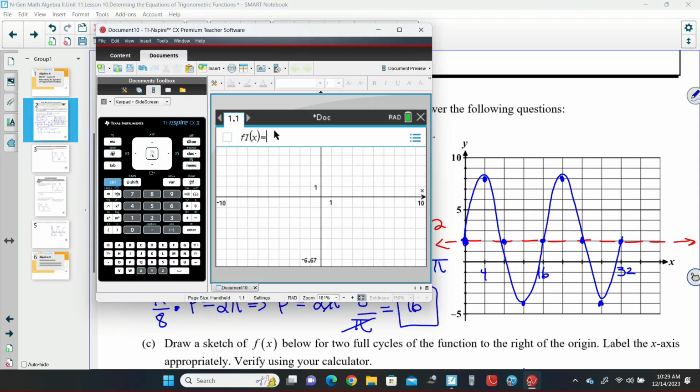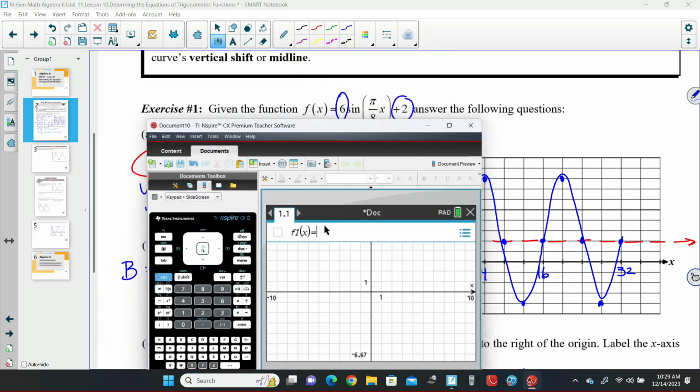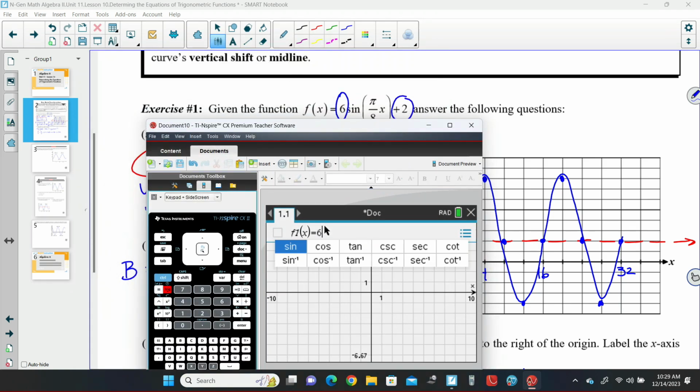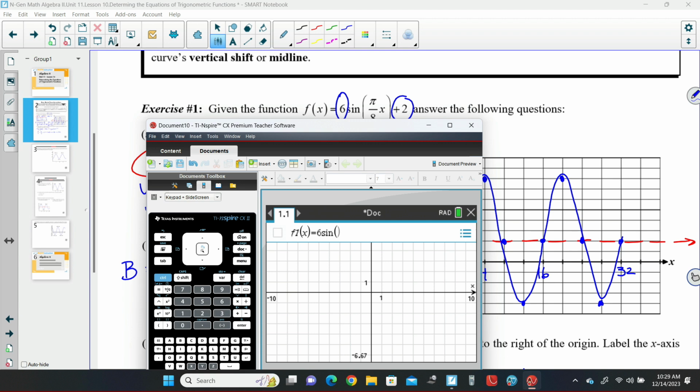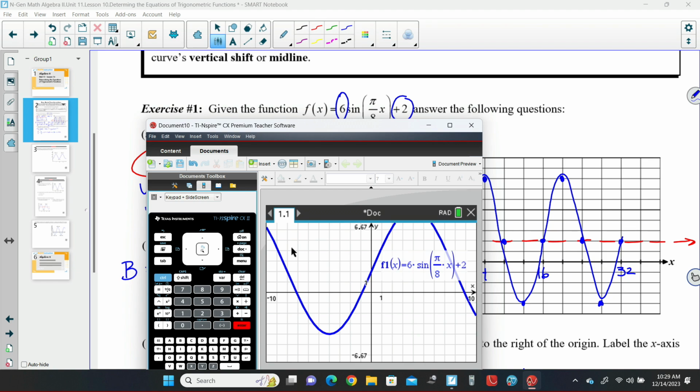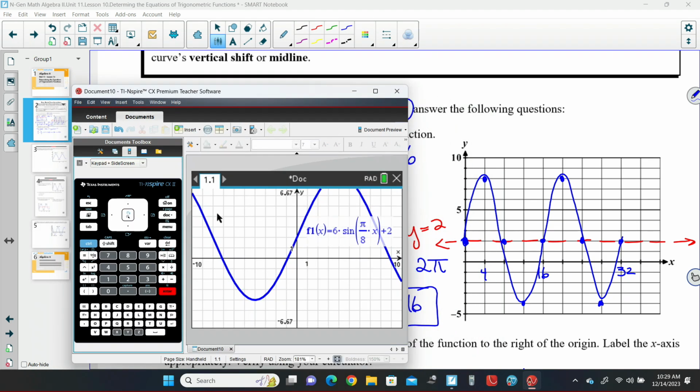Let's go into here. What was my curve? My curve was 6 times the sine of, let me actually put this in terms of a fraction so that I can really see it there. Make sure to get that x not in the denominator. And then I've got plus 2. There's my curve, enter.